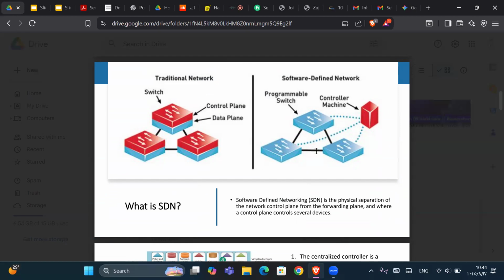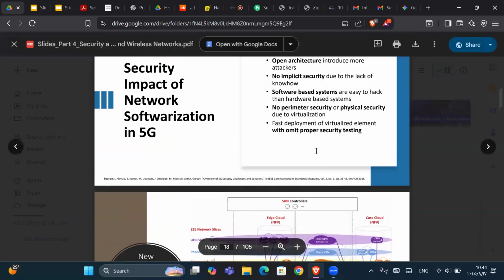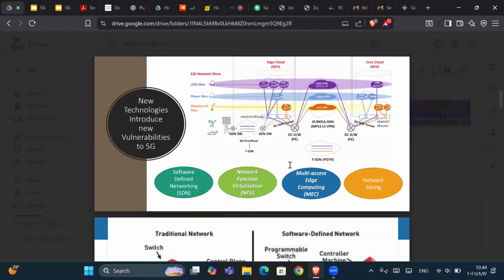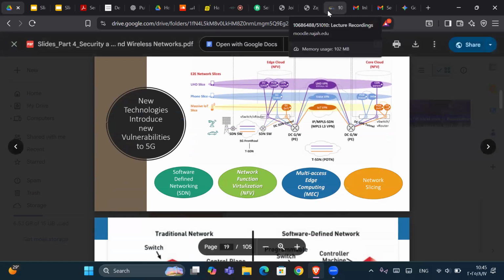So we can stop here for today's lecture and continue later on. But these are mainly the main themes and topics that will be discussed in the 5G security landscape. Any questions? Any comments? So we can stop here.